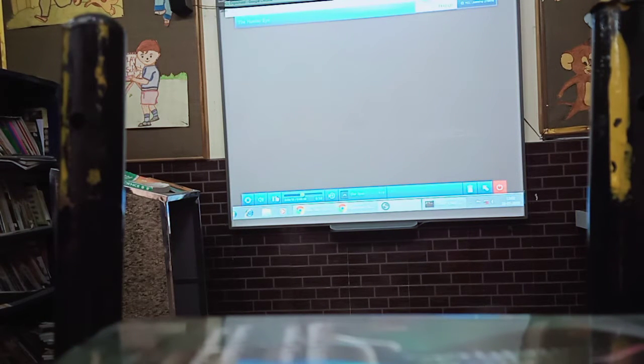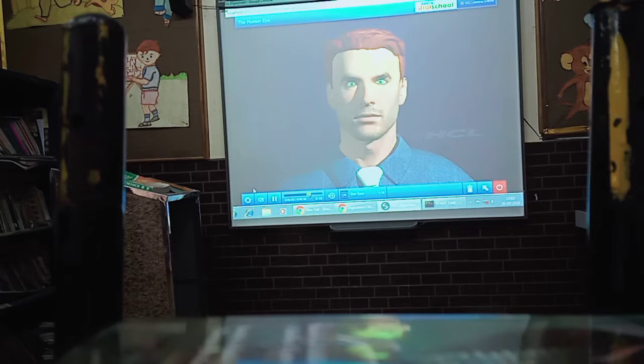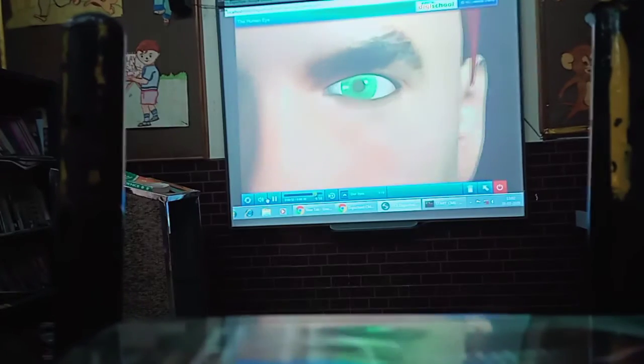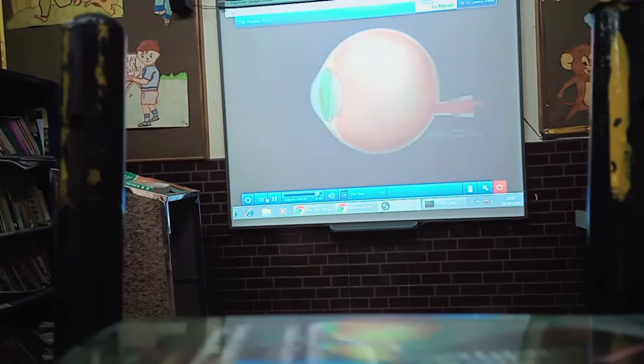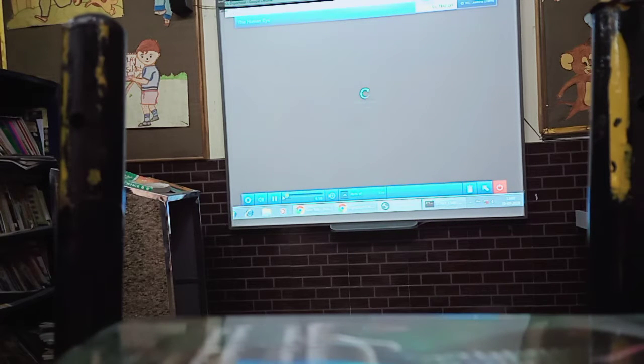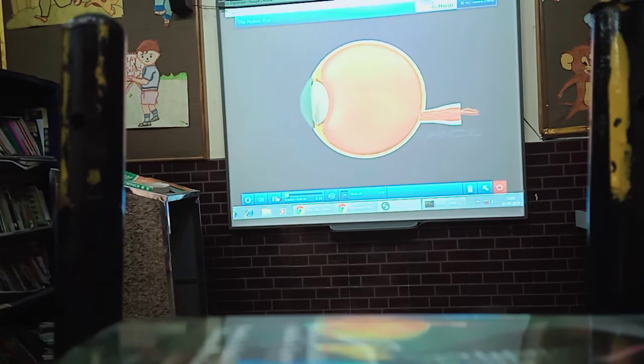Well, it is very difficult to imagine a world without eyes. So our eyes are an important part of our body. Come, let's take a tour of its many parts to learn about the structure of our eye. See, this one is the structure of your eye. The eye is spherical in shape.